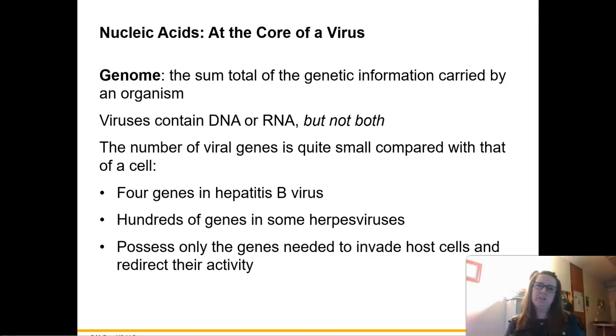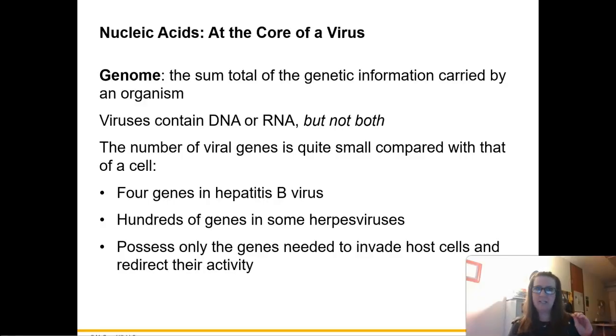Okay, we mentioned earlier that all viruses are going to have nucleic acid, either DNA or RNA or both. They have a few genes. You can see with the hepatitis B virus that they have 4 genes. Herpes virus has hundreds of genes, but still, this is far less than you would expect in a bacterial cell or in a eukaryotic cell.